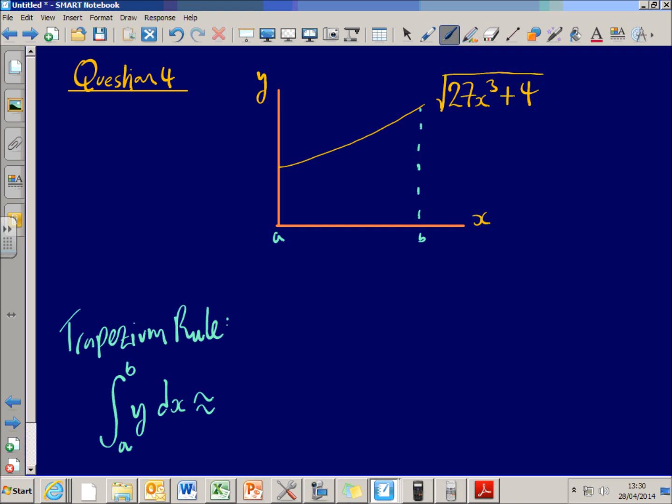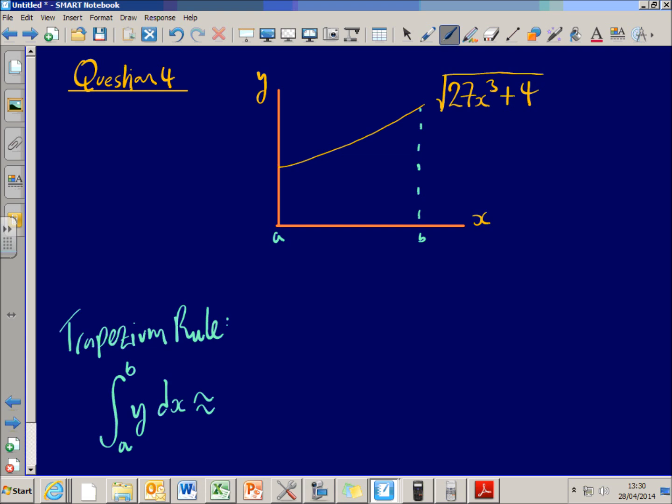For example, this curve here, you can't integrate that one. You don't know how to integrate something like that. If it was a curve like x cubed plus 4, just the thing underneath, you could integrate that and you'd get the answer. That thing with the square root over it is very difficult to integrate. So we can't integrate it and just get an answer.